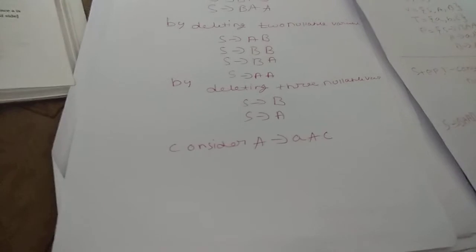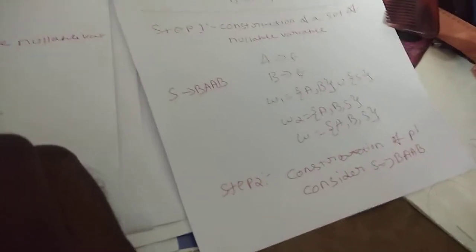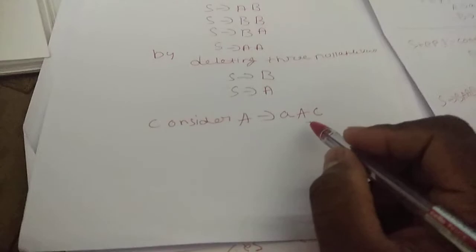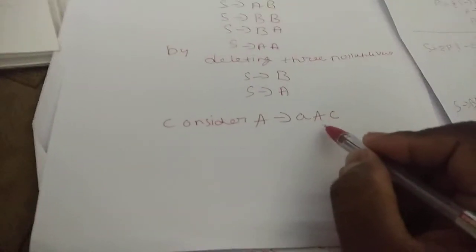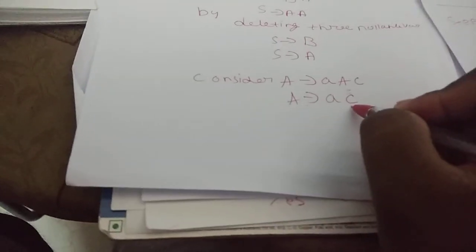A tends to AAC. Which is the nullable variable here? In this production, we have this one. This is a nullable variable because we showed that in W we have A, B, C. It means if non-terminal A comes, that is a nullable variable. If non-terminal B comes, that is also a nullable variable. If non-terminal C comes, it is also a nullable variable. Here, the nullable variable is A. If you insert epsilon for this A, if it is deleted, A can be AC. A tends to AC. This production you will get.